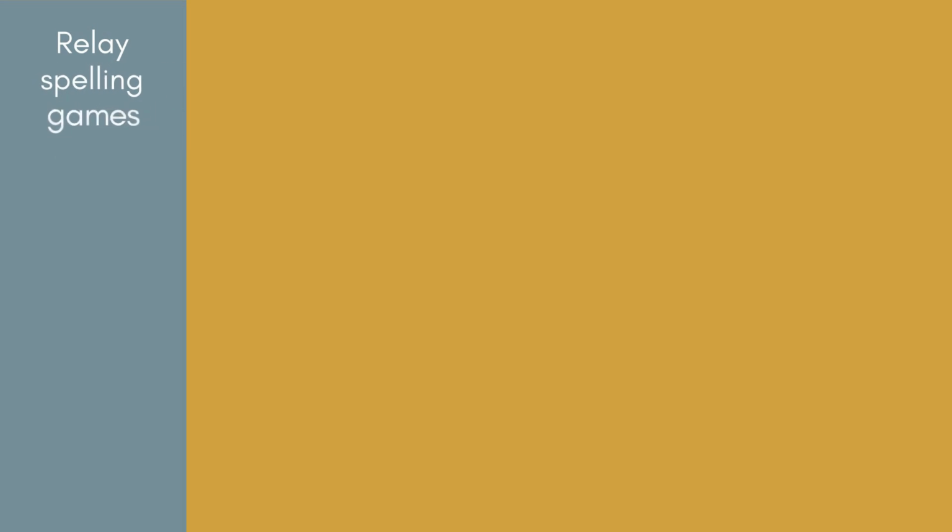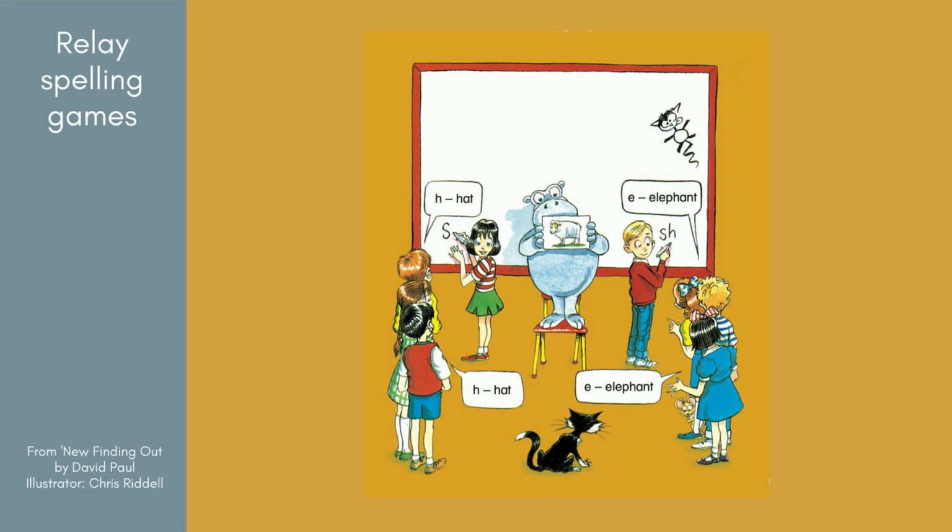Relay spelling games. In these kinds of games, each team races to spell a word letter by letter, or write a sentence letter by letter or word by word on the board. The children can race to the board, write a letter, and then race back and tag another member of their team, who then races to the board.